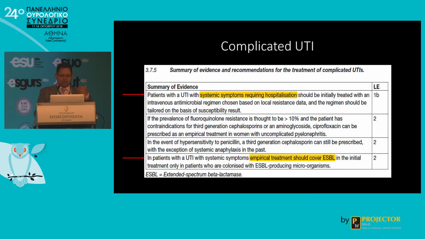If you have got complicated UTI, the recommendations are: if they are symptomatic, if they are really unwell, they need hospitalization, and the empirical treatment that we sometimes give must include cover for ESBL.